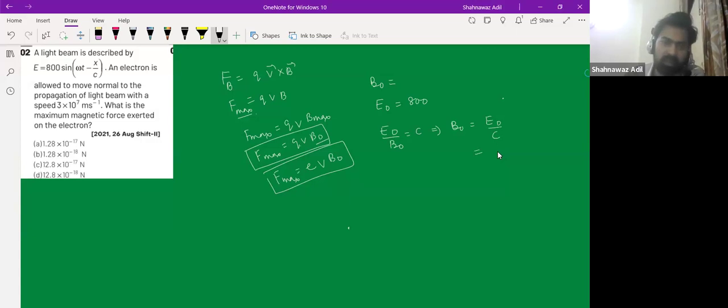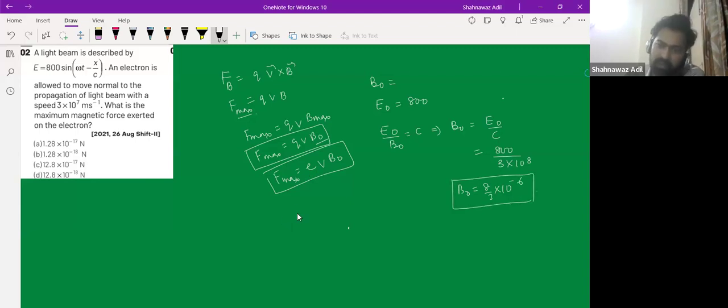So E naught is how much? 800 by C. C is 3 into 10 to the power 8. So we have 8 by 3 into 10 to the power minus 6. This is B naught.